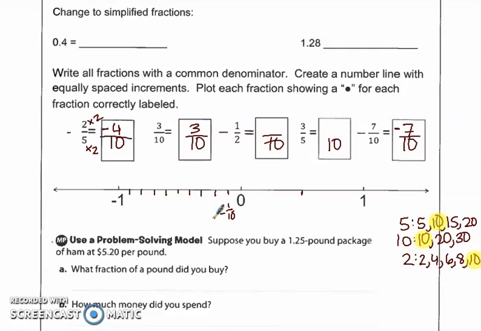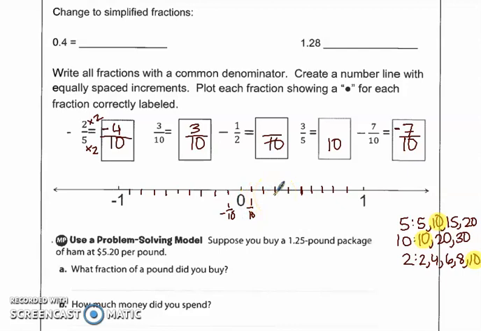I'm going to do the same thing up here. I need tenths. Okay, I'm doing tenths because I want all my denominators to be the same. I wanted this to be spaced equally. So 1/10, 2/10, 3/10, 4/10, 5/10, 6/10, 7/10, 8/10, 9/10, and it's not spaced very well, but this is okay. Okay, so 1/10, right? 2/10, 3/10.